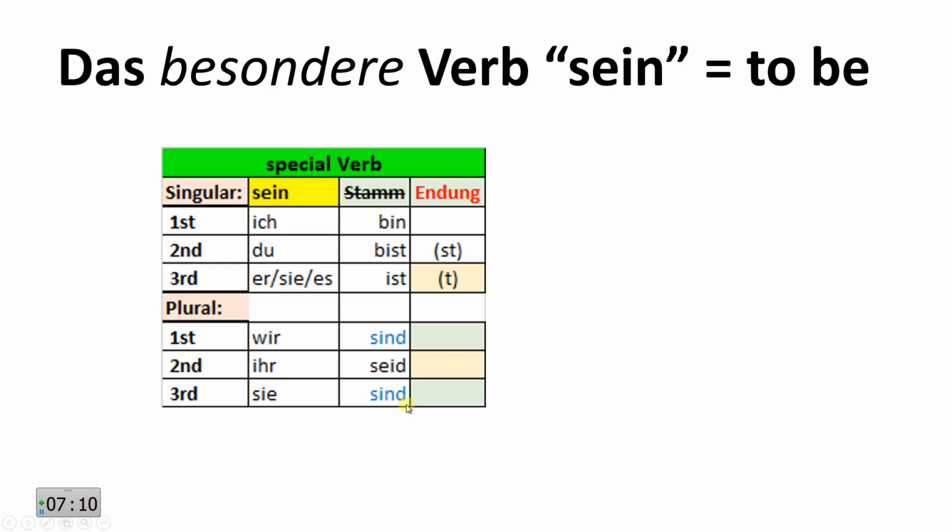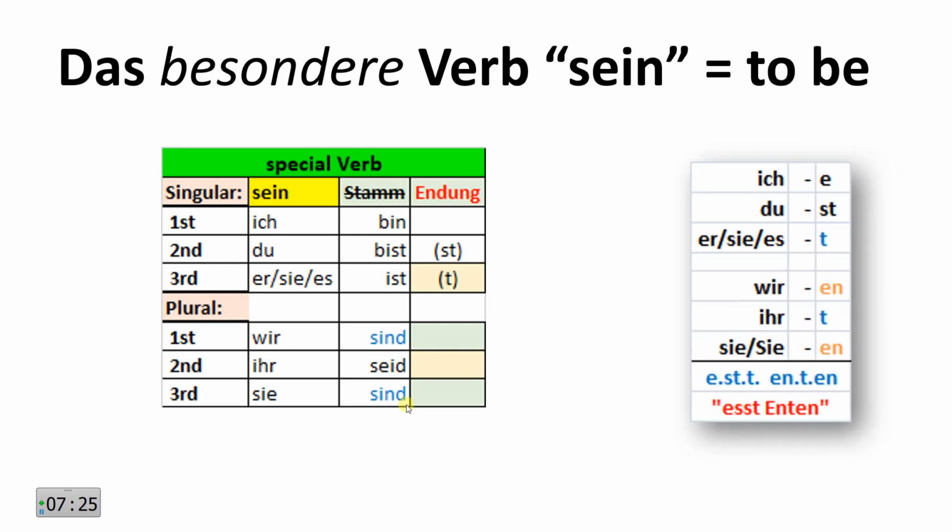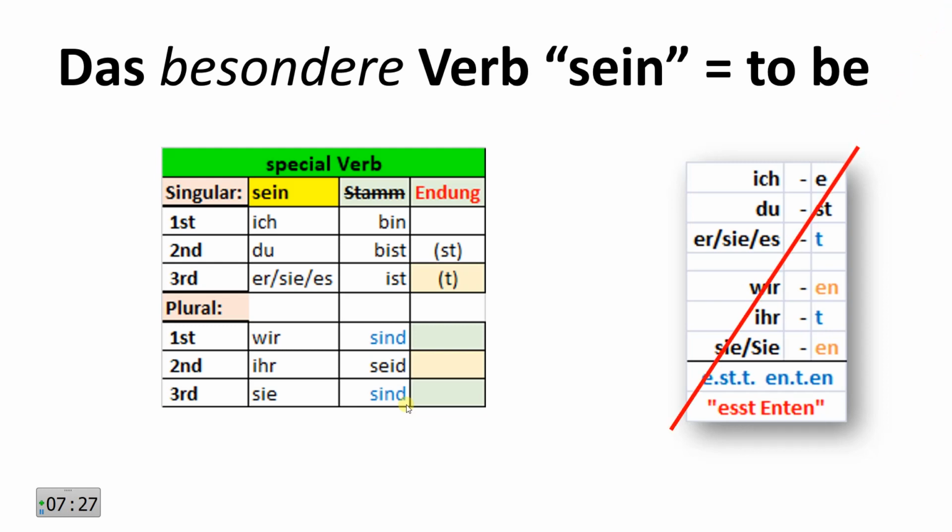This has nothing to do with the classic conjugation, but it's a very important verb, so you really need to know that and to learn it the way it is. In this case, you have no helper, you just have to learn it the way it is. This does not work.